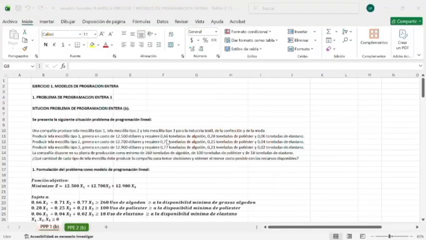Good evening, everyone. My name is Isoldo Gonzalez, and today I will present the interpretation of the results from exercise 1, problem 1b in integer programming models.